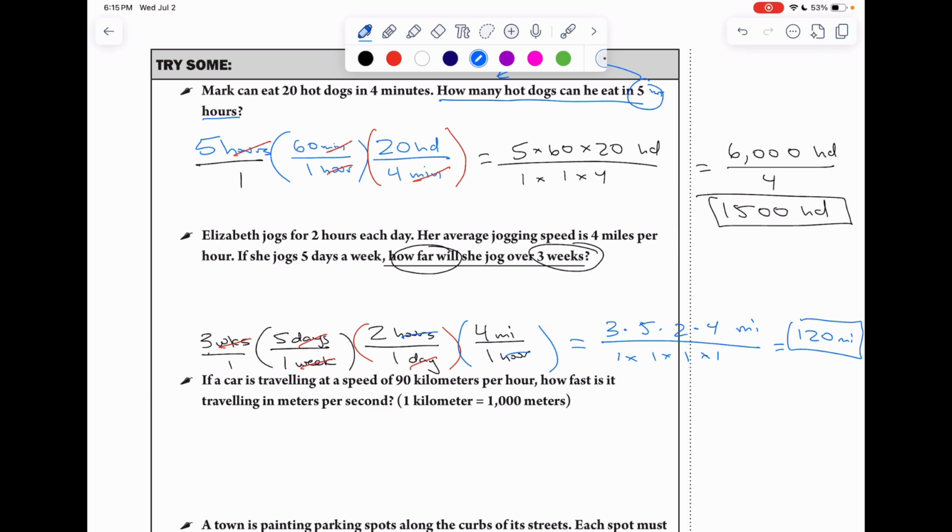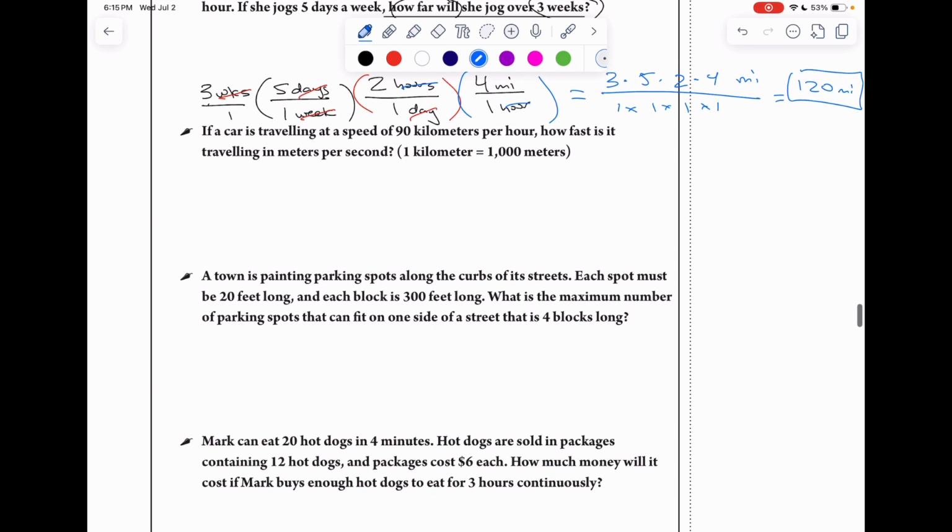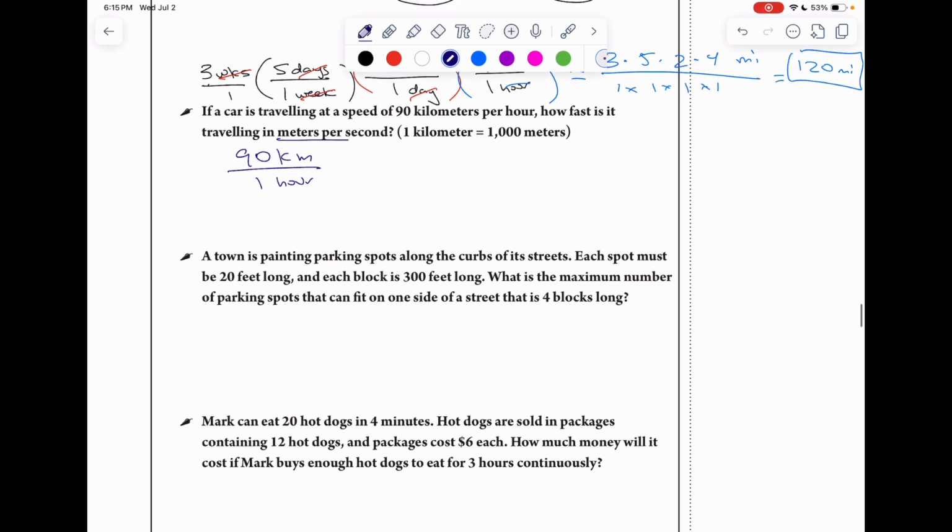120 miles. If a car is traveling at a speed of 90 kilometers per 1 hour, how fast is it traveling in meters per second? Ooh, I see they said second, right? But we want meters per second.